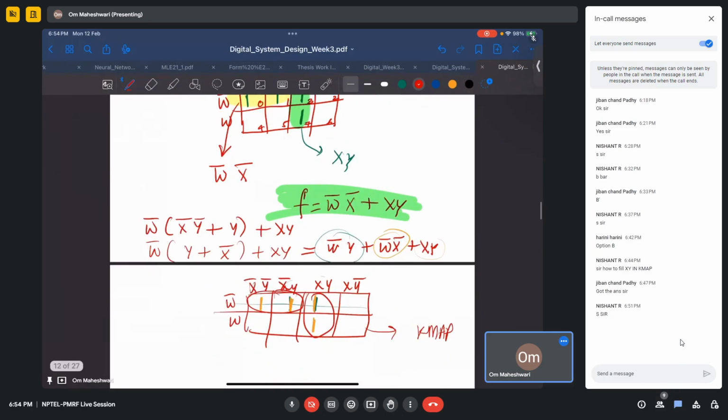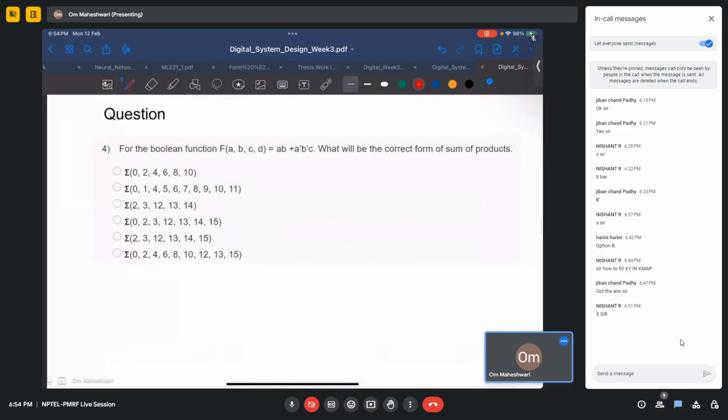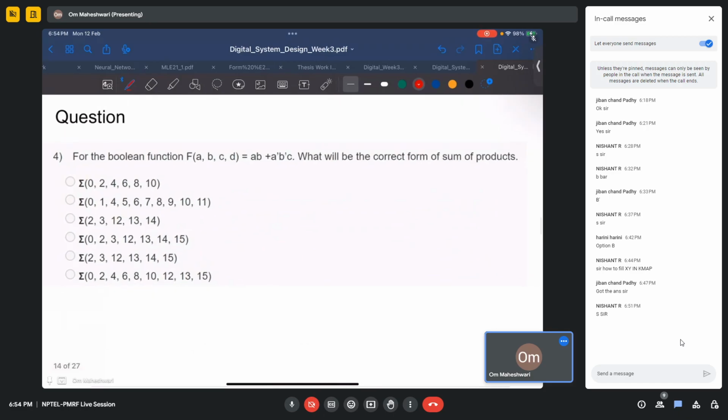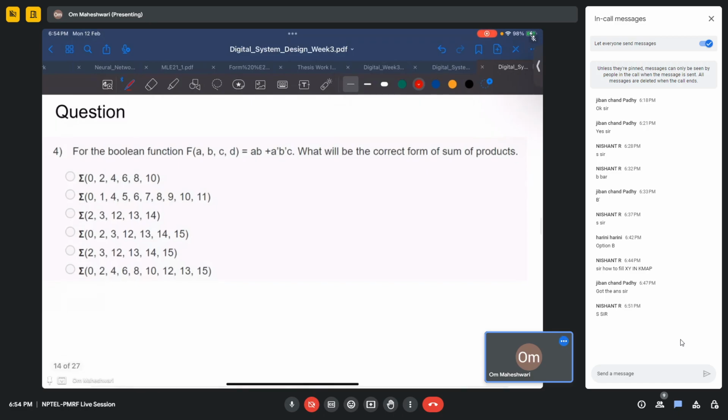Now, okay, so let us see the next question. So this question is again for a 4 variable K-map. So what will be the correct form of sum of products? So I told you, right? So when we fill numbers, let me draw it again so that you can understand.